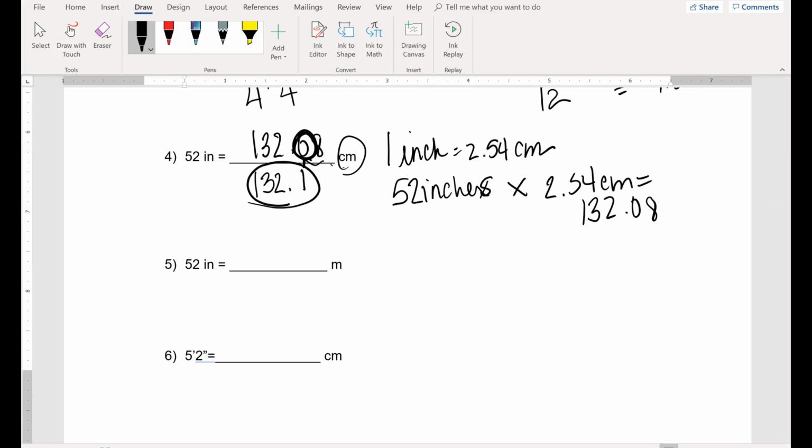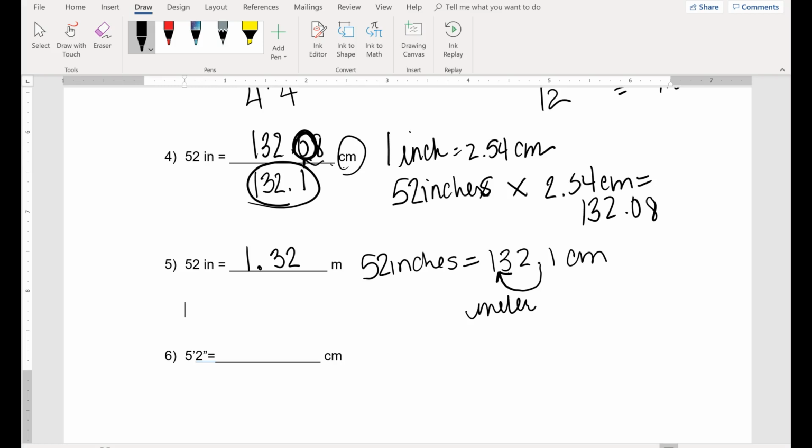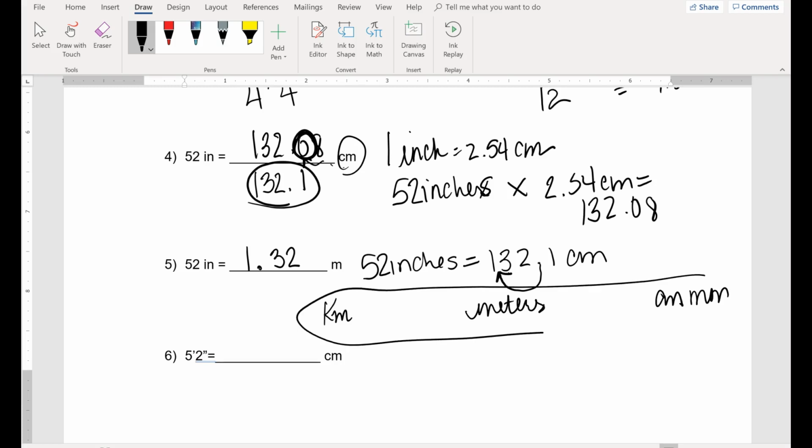52 inches equals how many meters? Okay, so this is an easy one. Okay, so we have 52 inches, which we know is 132.1 centimeters, right? So all we're simply going to do is move the decimal over 2 places and we get 1.32 meters. Okay. Everybody, if you don't remember your meters and your kilometers and your millimeters and your cm, I'll see if I can post this for you under a separate thing.